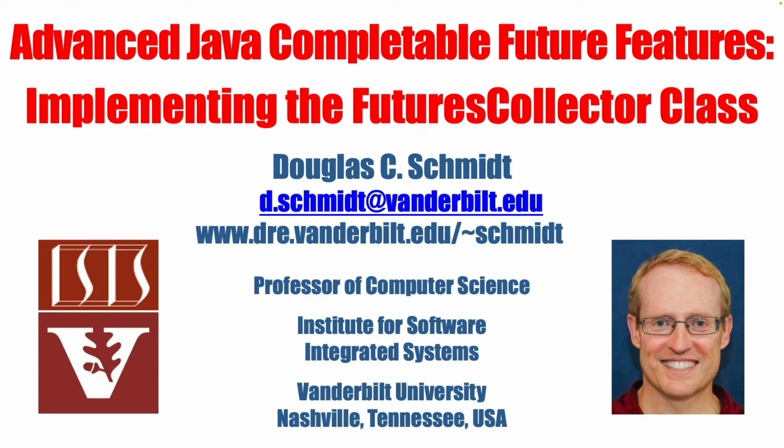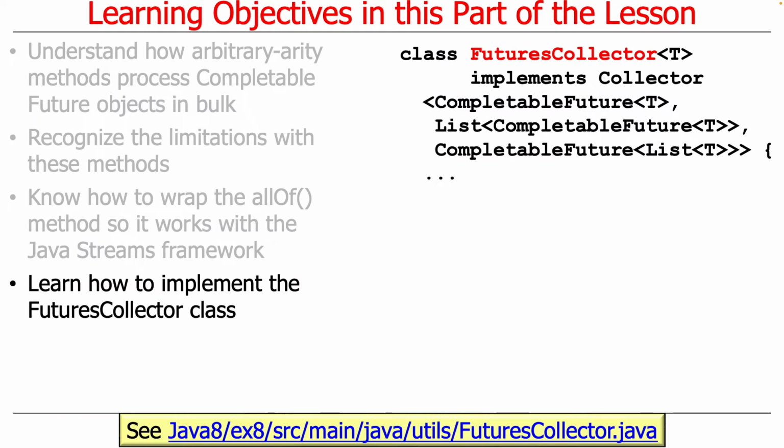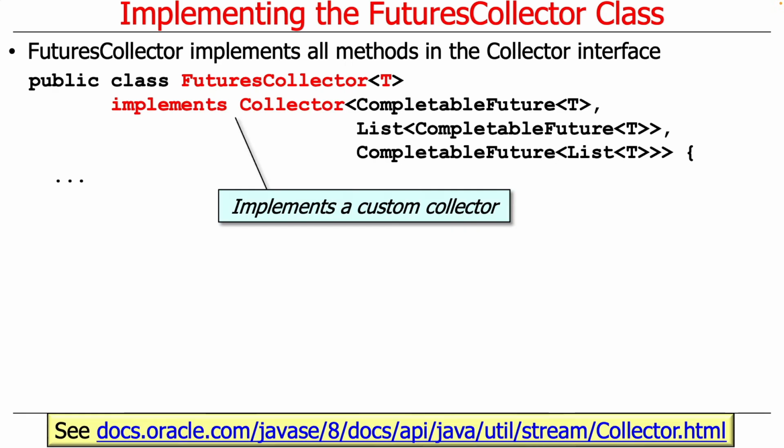So we're now ready to talk about the implementation of the FuturesCollector class. And this implementation is something that you can get at this link. It's available a number of places because I do this a lot in my different example programs, but this one's in the EX8 project in the Java 8 folder in my GitHub repository. So let's talk about how to do this.